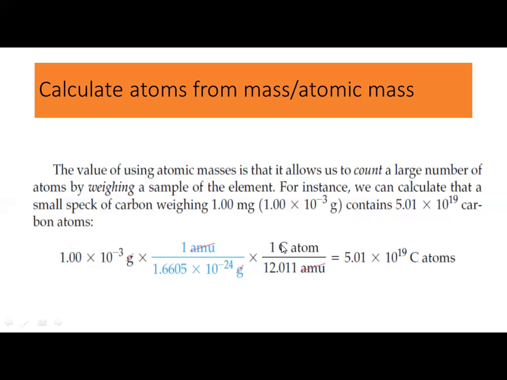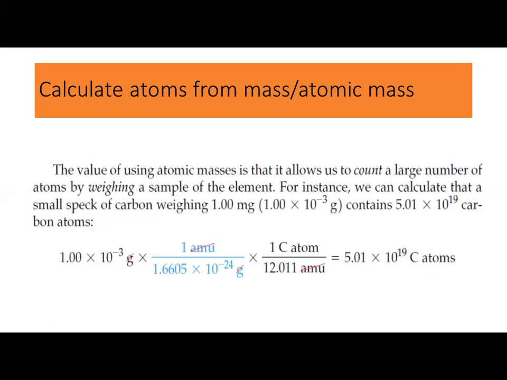The mass of one atom is equal to 12.011, which we have recently calculated. Again you apply this factor. AMU cancels out, and what is left? Only atoms are left. So you multiply this, divided by this, divided by this. The value will be 1.01 exponent 19 carbon atoms. This is the way to calculate the atoms present in a given mass. So if you weigh 1 milligram of carbon, that means exponent minus 3 gram.